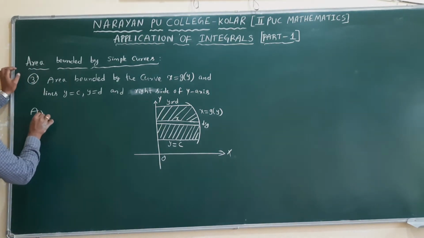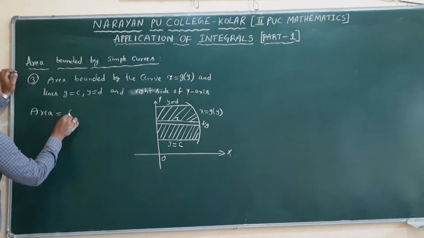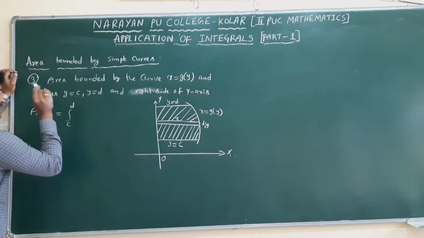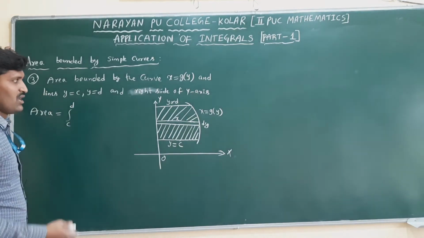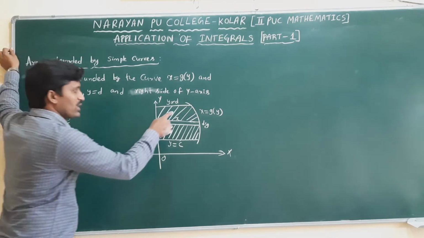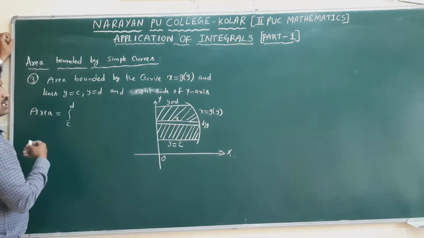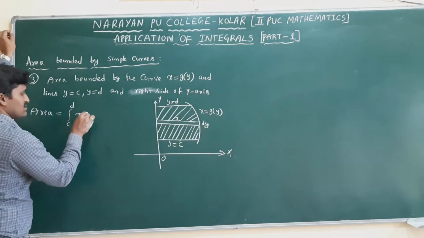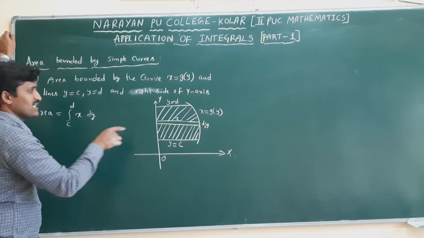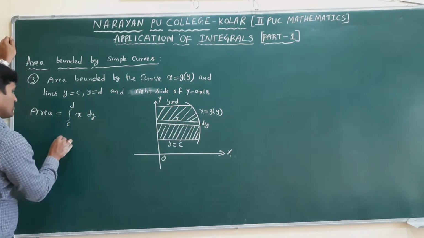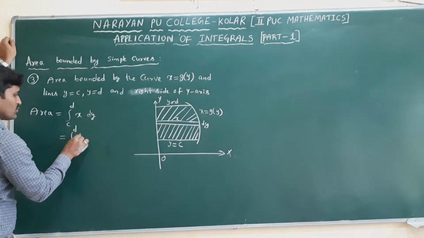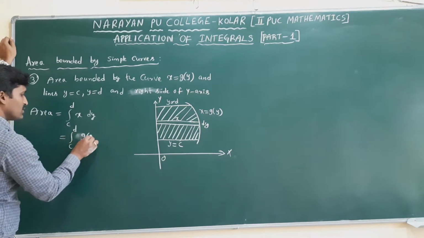How to find this area? Area equal to integral c to d. C and d are the y limits. Whenever the y limits are given, we need to convert everything in terms of the y variable only. Now what is the function? X into dy, but x in terms of y, that we need to replace. Integral c to d g of y into dy.